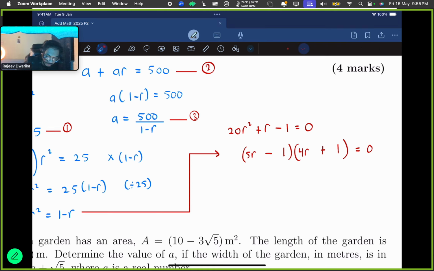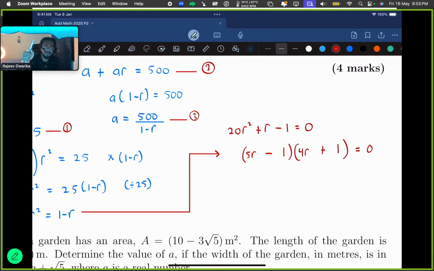And we could verify if it's correct. Let me check that real fast. Let's expand it out. So 5r by 4r is 20r squared. 5r by 1 is plus 5r. Minus 1 by 4r is minus 4r. Minus 1. Is that correct? Yes. See how fast I do that?